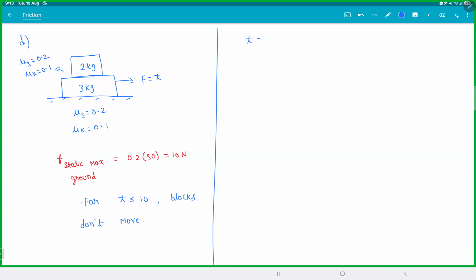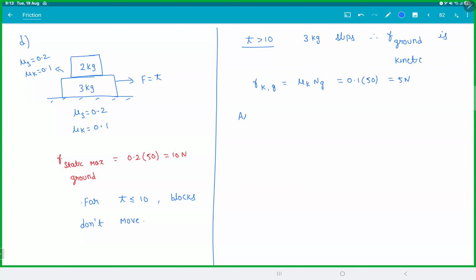Now for t greater than 10 seconds, the 3 kg slips on the ground. Therefore, friction becomes kinetic. That means the friction is not 10 anymore. So I'll write it as Fk ground, which will be mu k into N ground. That becomes 0.1 into 50, which is 5 newtons.